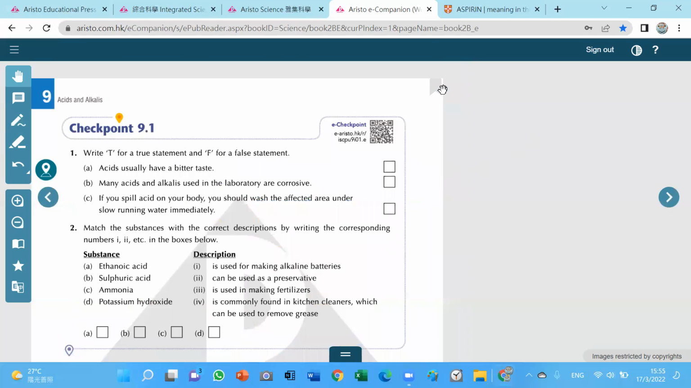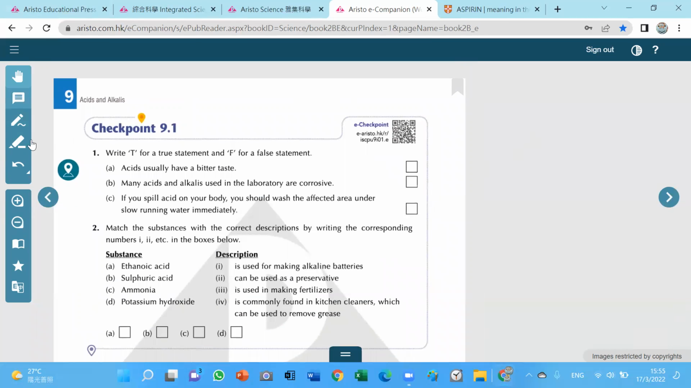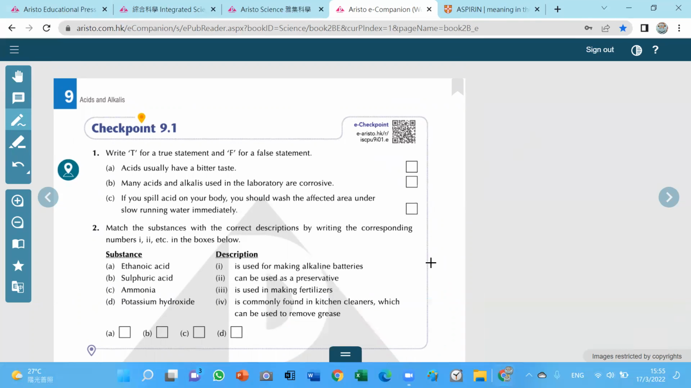Okay. So this is the end of chapter 10.1. Before I end the video, I would like you to complete chapter 9.1. I will go through it with you. Write true or false. Number 1, acids usually have a bitter taste. True, right? Acids and alkalis are usually positive. Yes, you should watch the answer, and this one is false. Okay, false.